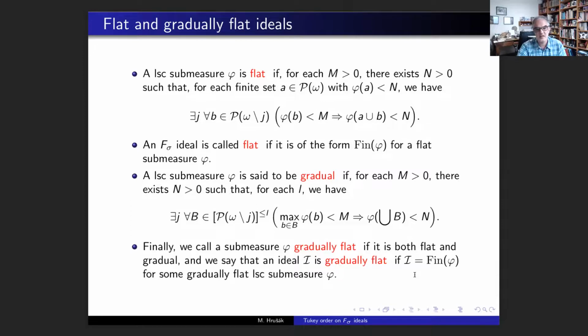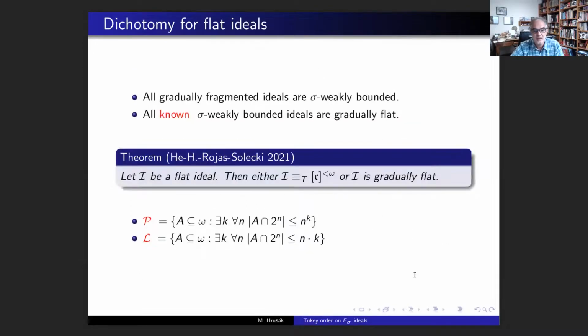So the point of this is that all gradually flat ideals are sigma weakly bounded. This is very easy to see and sort of the point of graduality. And all known sigma weakly bounded ideals are gradually flat. Now we proved a dichotomy for these flat ideals: either they are gradually flat or they are Tukey top. They are way up there.